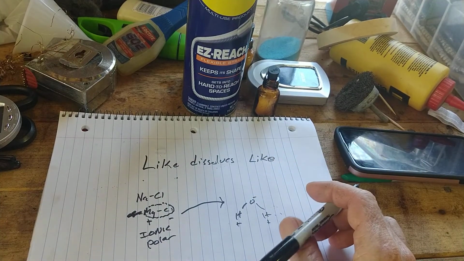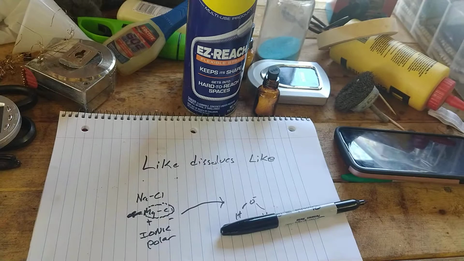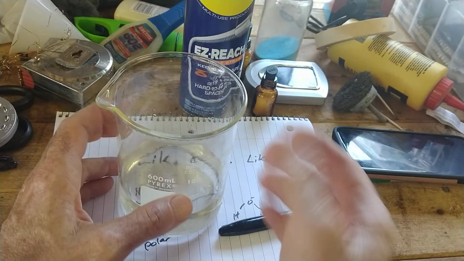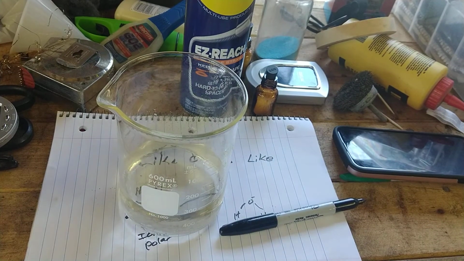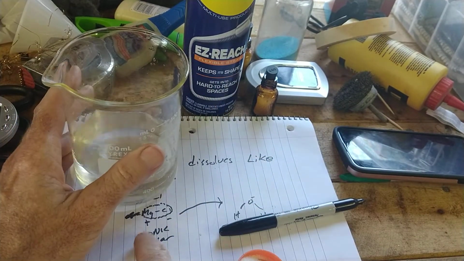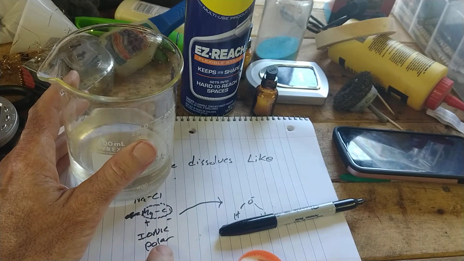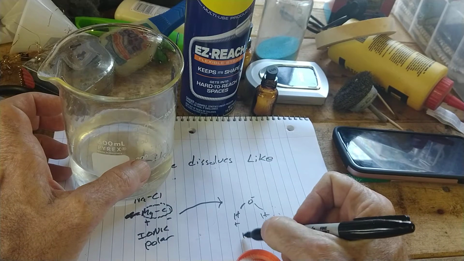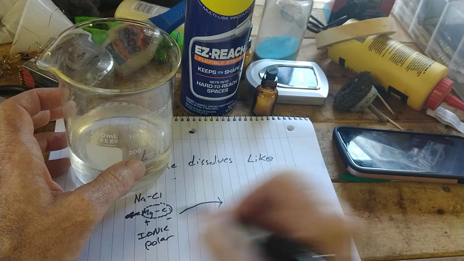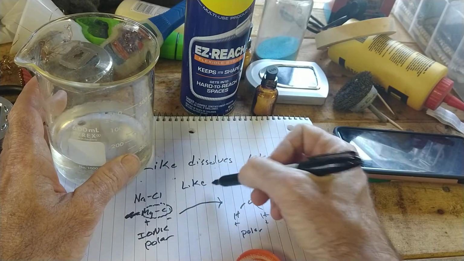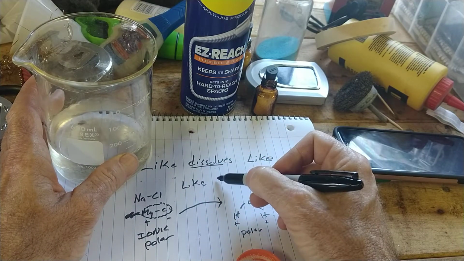So I'm going to get some water, and I'll be right back. Magically, there I am with the water. This is just water. Now, let me get some salt here. This is just table salt. Table salt is ionic. The bonds in it are very polar. Water is polar. So guess what? These two things are alike, and we're going to say like dissolves like.